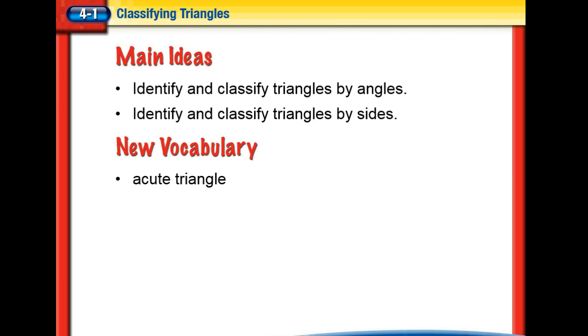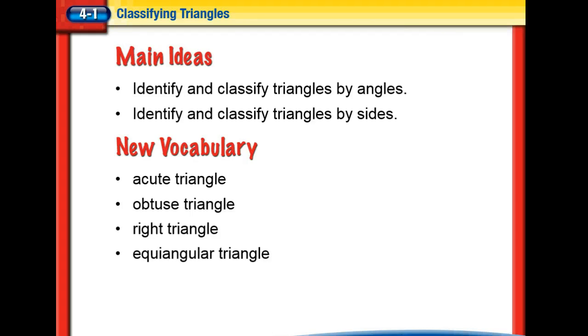Alright, some main ideas in this unit, this lesson 4.1. Identify and classify triangles by angles. Identify and classify by the sides. Here are the words that we need to think of. For angles, we have acute triangle, so all of the angles are less than 90, but more than 0. Obtuse triangle, one angle is greater than 90. A right triangle, one angle is 90. And an equiangular triangle, all 3 angles are 60 degrees.